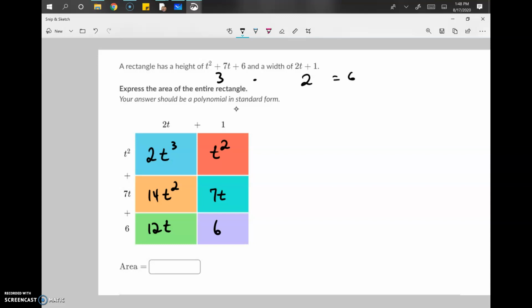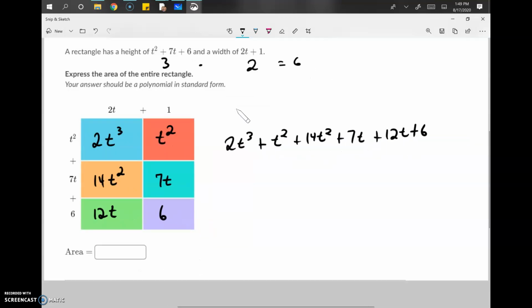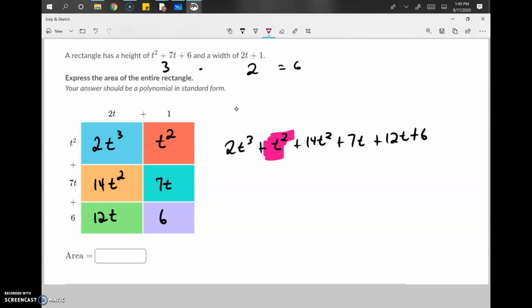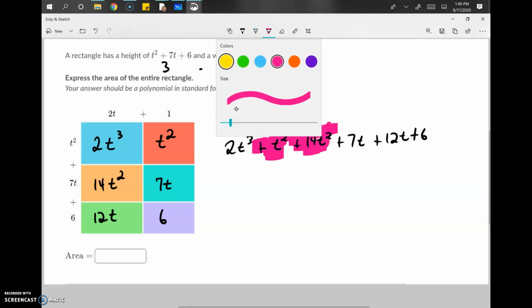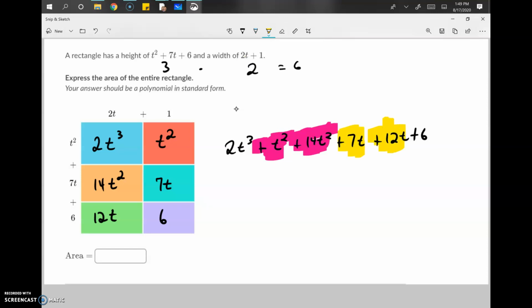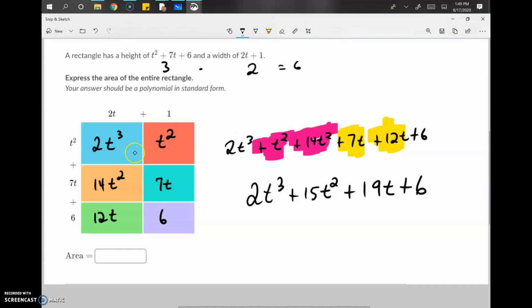Cool. Now I'm going to write it all out in standard form, highest to lowest, and then I'll do my combining step. So I've got 2t to the third, plus t squared, plus 14t squared, plus 7t, plus 12t, plus 6. So I've got it all written out in standard form. Got a couple like terms here: there's my t squared, that's a t squared. And this time we've got 2 more terms that we can combine. So my final answer would be 2t to the third, plus 1 plus 14 is 15t squared, plus 19t, plus 6. Notice that after I've multiplied the boxes, the exponents didn't change: 3, 2, 1. So the exponents will not change after you multiply the boxes.